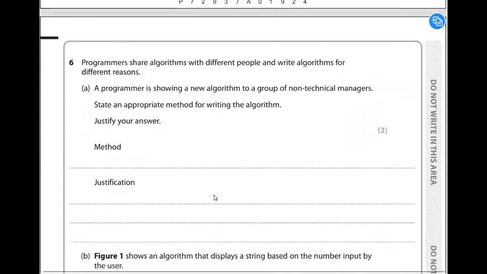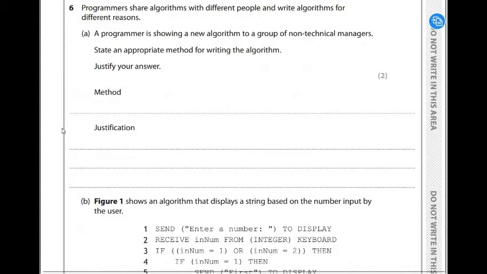And then we are on question 6. Programmers share algorithms with different people and write algorithms for different reasons. So a programmer is showing a new algorithm to a group of non-technical managers. So we have to state an appropriate method for writing an algorithm. So you'll get 1 mark for the method, 1 mark to justify the answer. So you can have flowchart, just by saying flowchart or just saying pseudocode, that will get you 1 mark. If I was doing this, I would say flowchart as it's a visual representation.